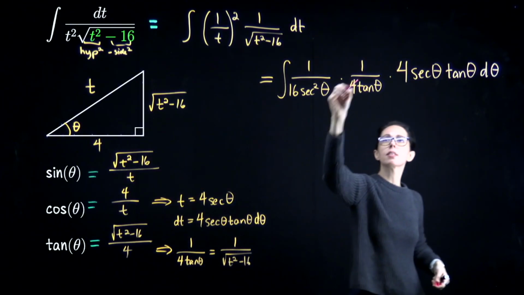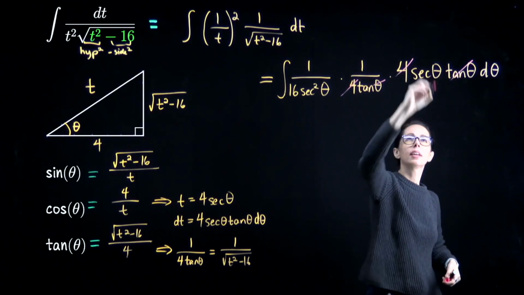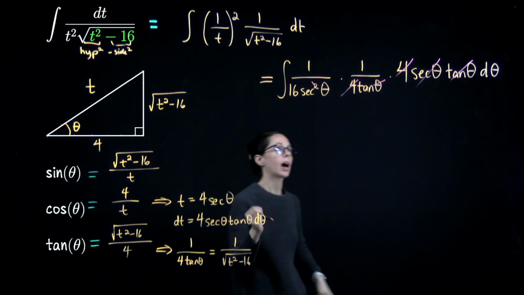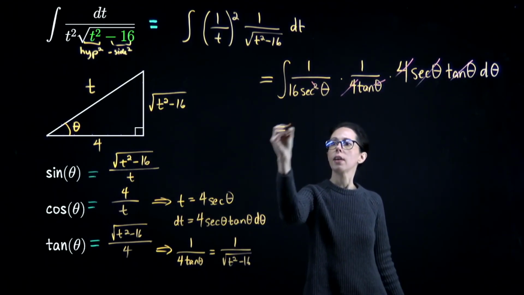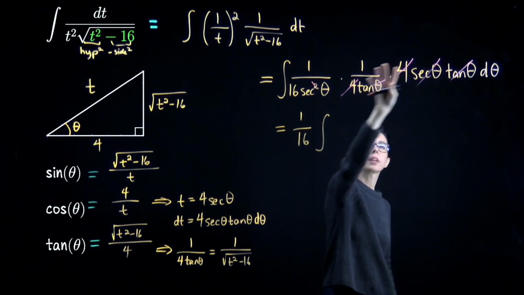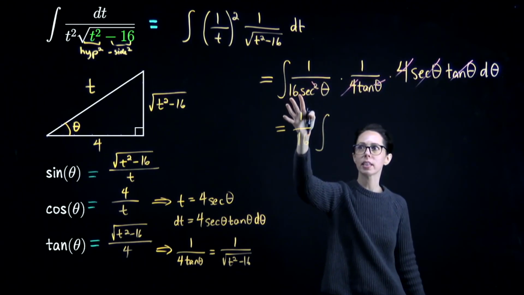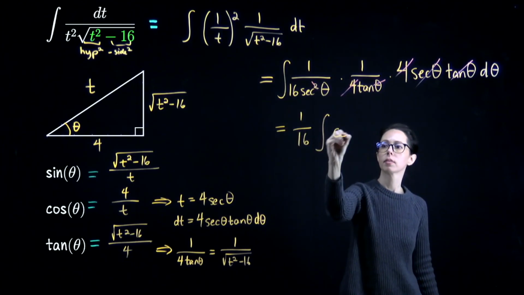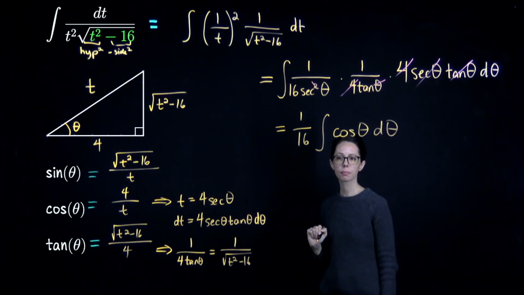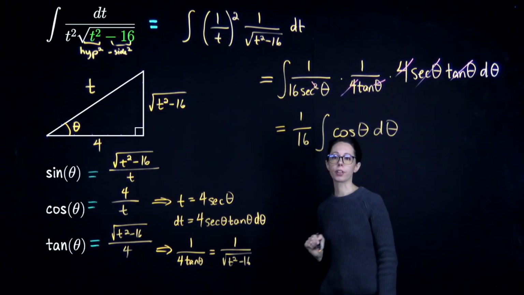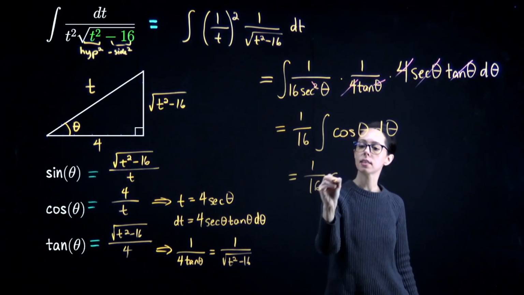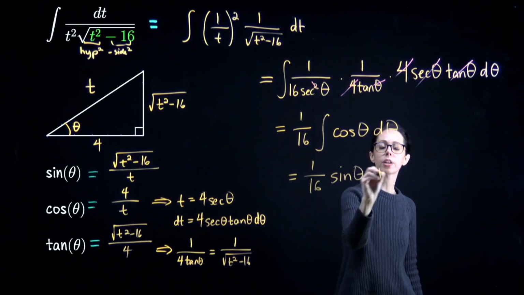The 4s are going to cancel. The tangent's going to cancel. This secant will cancel with one of those. So after all those cancellations, I have 1 over 16 as a constant out front. This all got canceled out, leaving me with 1 over secant. That's kind of a silly thing to write. 1 over secant is cosine. Now I'm ready to antidifferentiate. So we can say that this is 1 over 16 sine of theta plus a constant of integration.